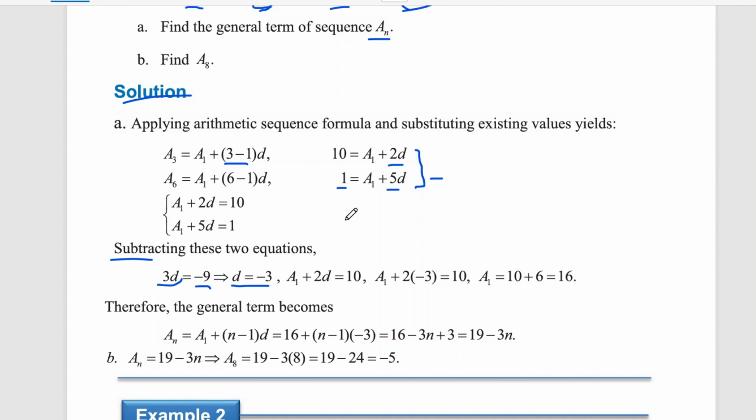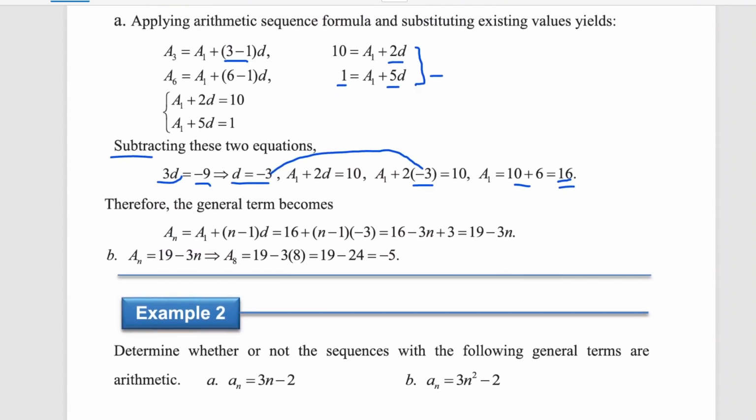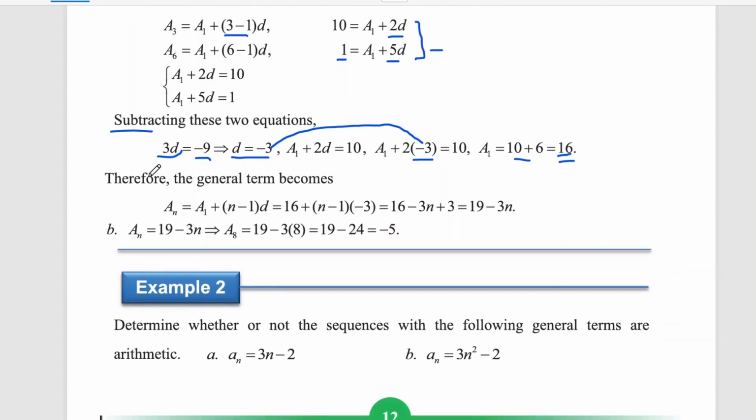Okay, when we substitute d in equation 1, A1 plus 2d is equal to 10. So A1 plus 2 times minus 3. When we substitute minus 3 for d, then we get A1 minus 6 equals 10. When we take this minus 6 to the side of 10, it becomes plus 6. And we get A1 equals 16.